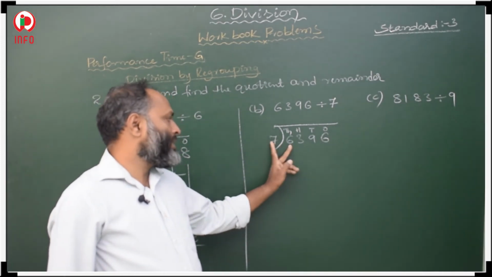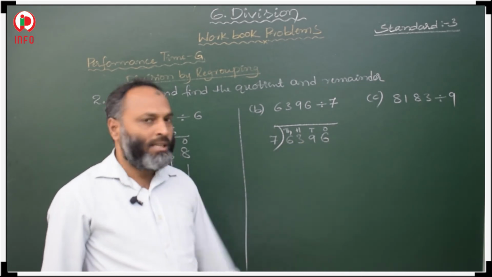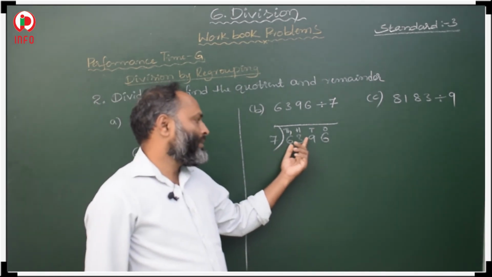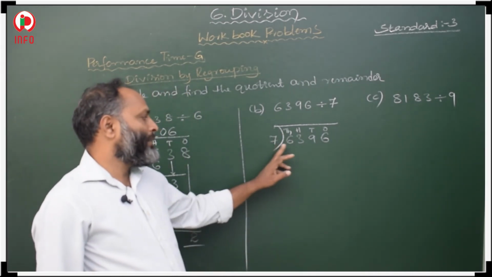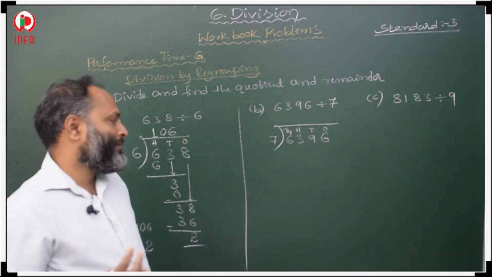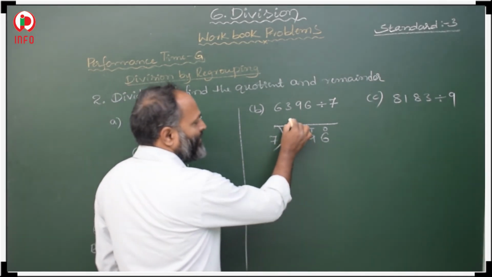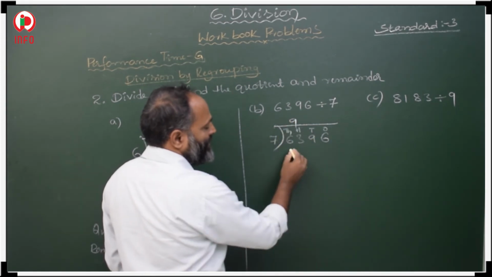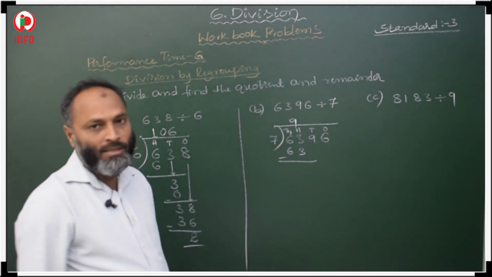This thousands place is less than this divisor. So we have to take 63, 6 thousands and 3 hundreds, that is 63 hundreds. Then in the 7 table when you get 63, 7 sevens are 49, 7 8s are 56, 7 9s are 63. 9 in the quotient, 7 9s are 63, we write here. Same number minus same number is 0.